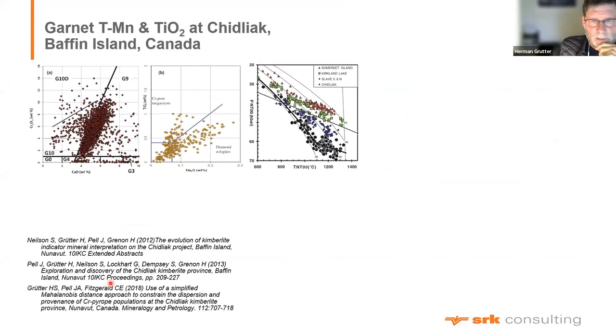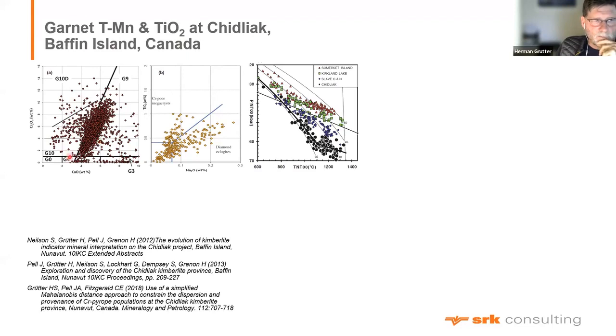We're going to move on to Chidliac. I'm not going to be concerned with all of these technical details, so I'll just cover them off very quickly. I just have to point out this is all published. There are three publications from 2012 up to 2018 that record the evolution of what we did at the Chidliac Project. The Chidliac Project occurs in Baffin Island in Canada. I was involved with this project by way of Peregrine Diamonds, where I was the VP Exploration. And so we had a field day in terms of applying these techniques.